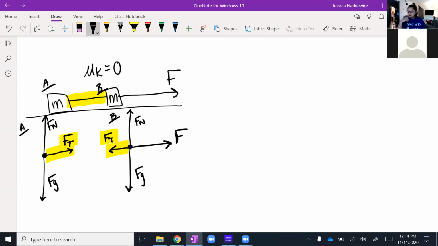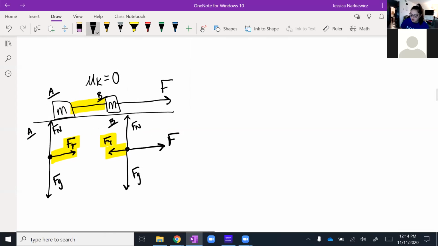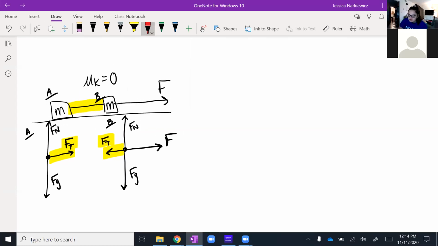So those are my individual free body diagrams, which are great to have. But for problems with multiple objects, we really like to define our system a little bit better. So instead of looking at each individual object, we kind of want to look at both objects as a whole. Okay, so I'm going to just kind of redraw this. And since both objects are in that system, that yellow highlighted string actually disappears. So my mass has kind of come together like that.